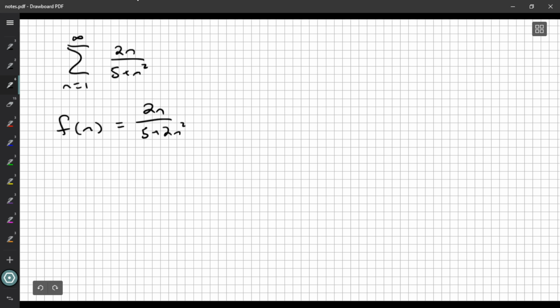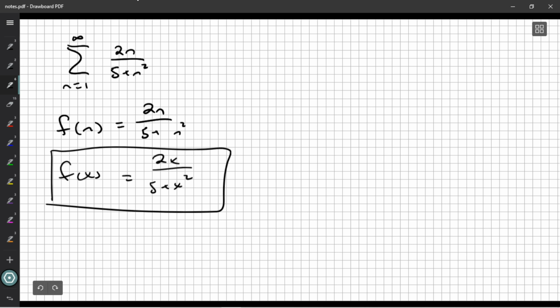Oops, no 2 there. So it really seems like f of x should probably just be 2x over 5 plus x squared. Okay, so we'll explore with this one. Now, what do we need? Well, we need it to be decreasing for x greater than or equal to 1. Okay, we need it to be positive, so we'll have to check all of these.